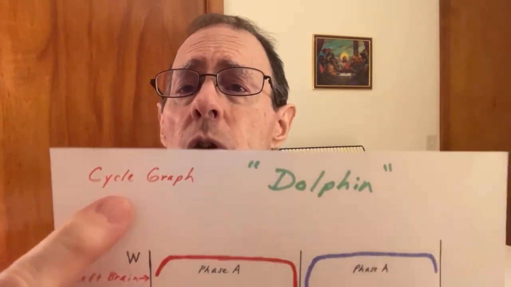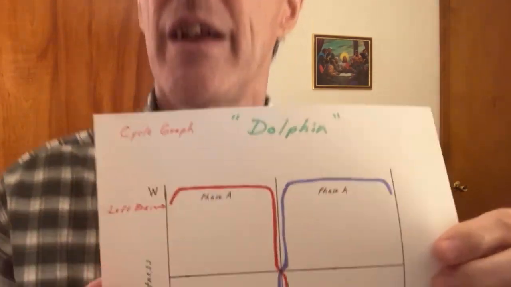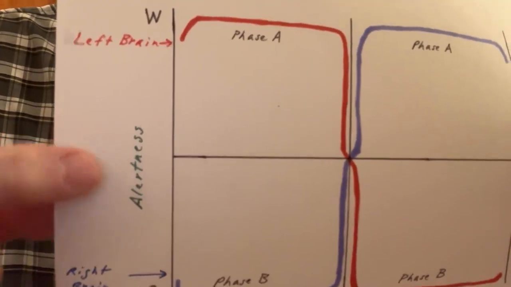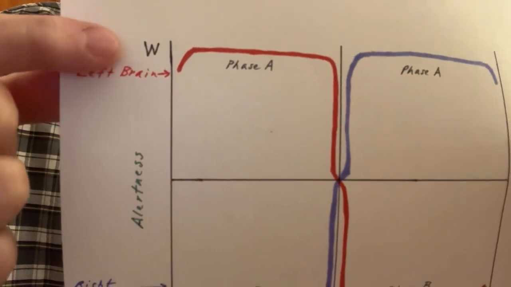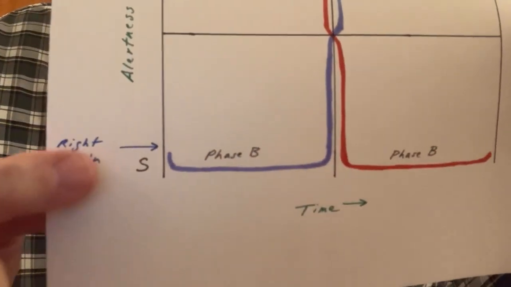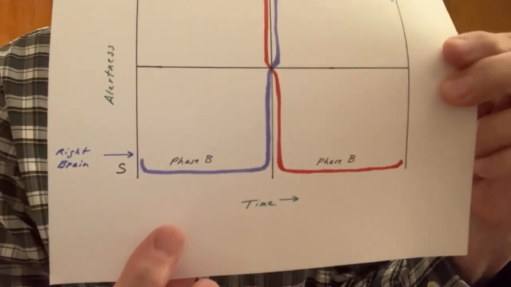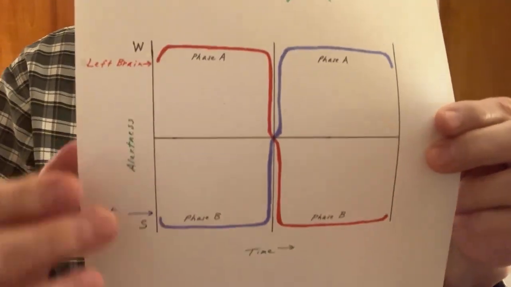So if you look at your cycle graph here, that little snapshot, that little moment in time, you have a dolphin. Now the dolphin has two halves of a brain. They have one half and then they have the other, just kind of like we do. And if you made a cycle graph, you could say here's your alertness, the waking state or the sleeping state, and here's your time. And you have a cycle graph.